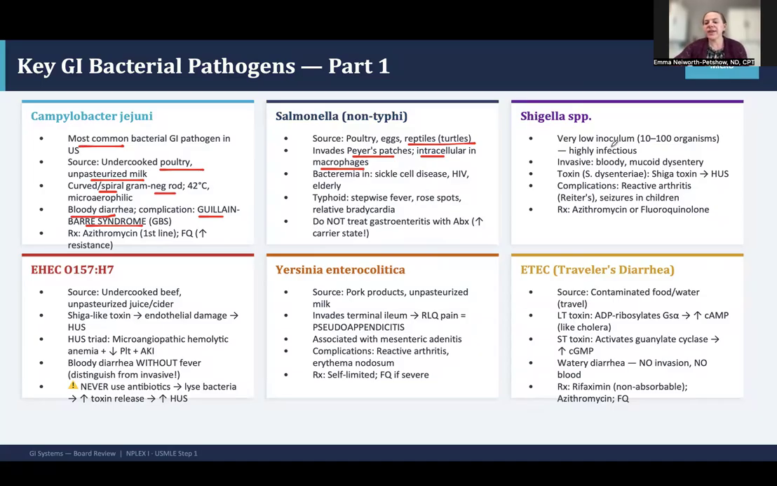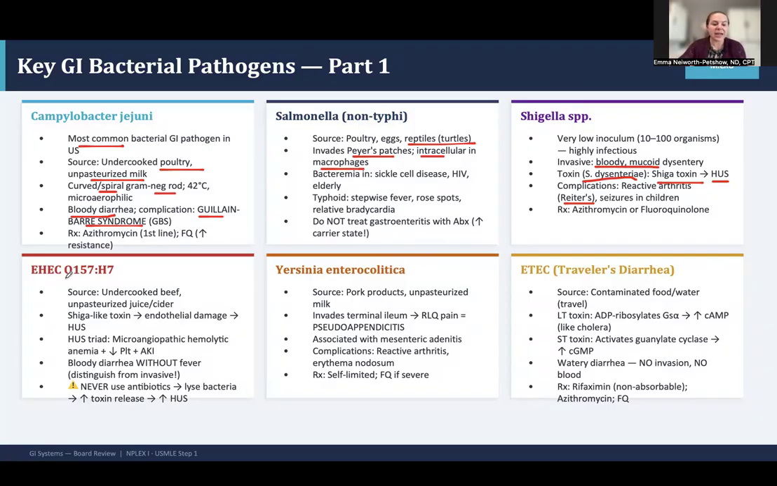Shigella, this is a very low amount of exposure to be really highly infectious. It invades the tissue, so you'd see a bloody, mucousy diarrhea. They have a toxin, which is the Shigella dysenteriae or Shiga toxin. This could lead to hemolytic uremic syndrome, and you could see a reactive arthritis, a Reiter syndrome, or even seizures in children. E. coli, which is going to be enterohemorrhagic E. coli, EHEC, specifically the strain O157:H7.